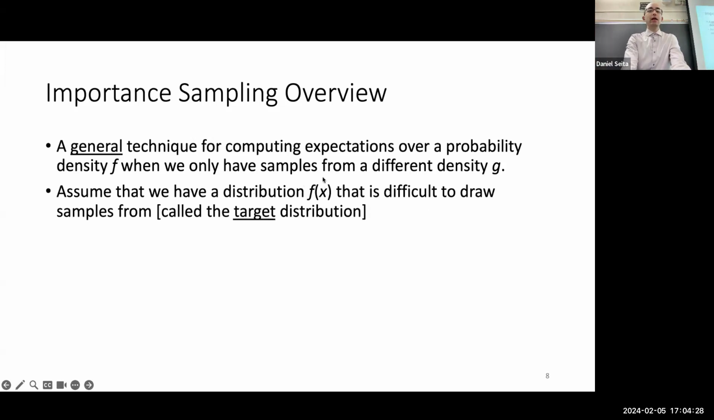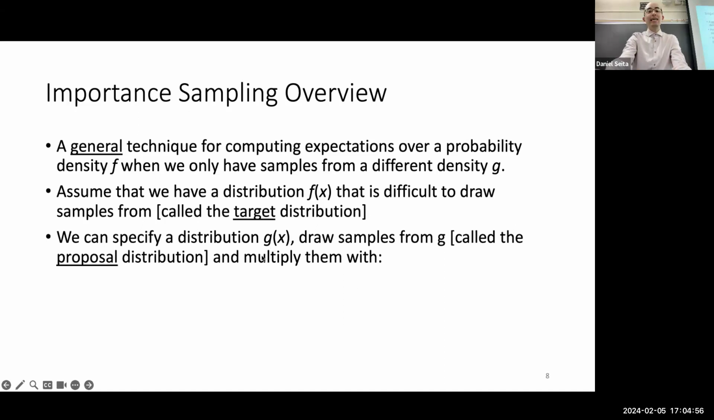Yeah, so again, some distribution f that is difficult to draw samples from, which is the thing that we care about. So jumping ahead for a particle filter, this thing is going to be our future belief, like our updated belief. That's the thing that we want, that's the target. But how do we get there? And we'll cover why.